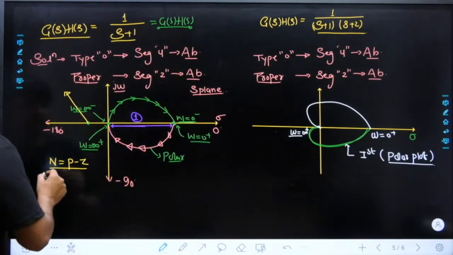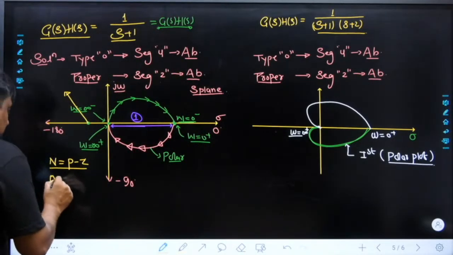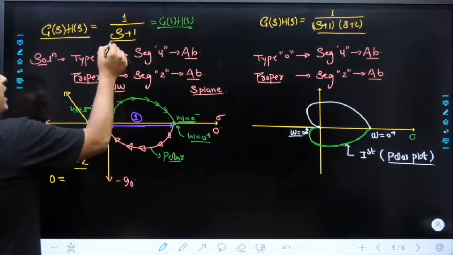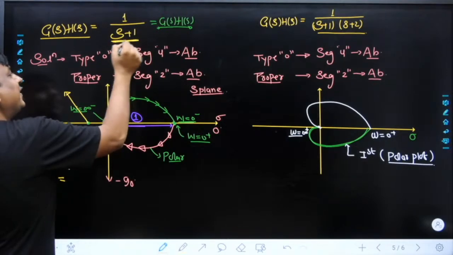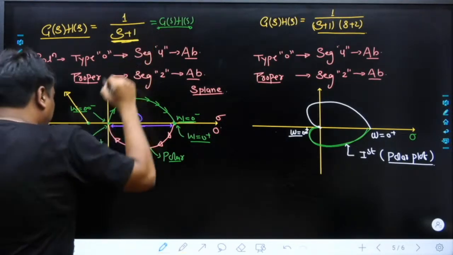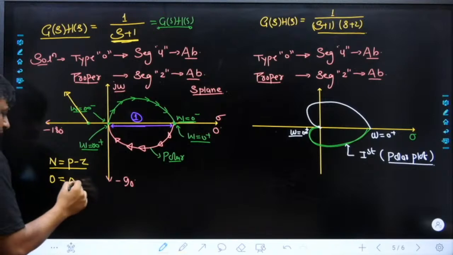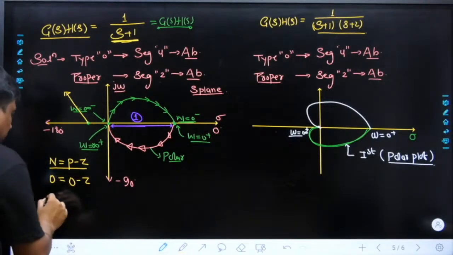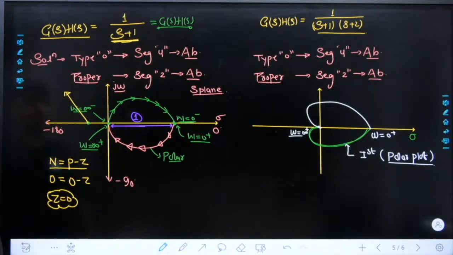So what I am saying is, at least in this problem the value of n is 0. What is p over there? The number of open loop poles towards the right hand side. I have only one open loop pole, and that is precisely at minus 1. Obviously no pole towards the right hand side, and the value of z is 0. What is z over there? The number of closed loop poles towards the right hand side, which is simply 0. The system is a utterly stable system.